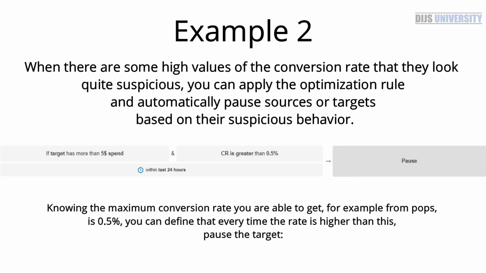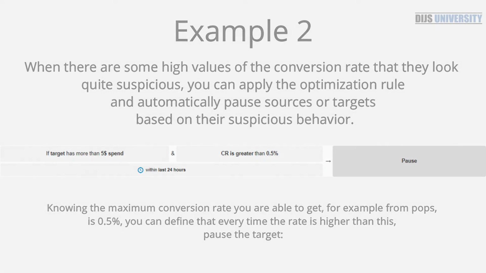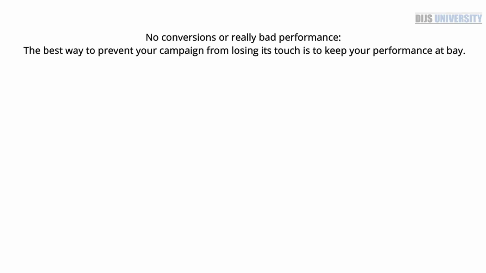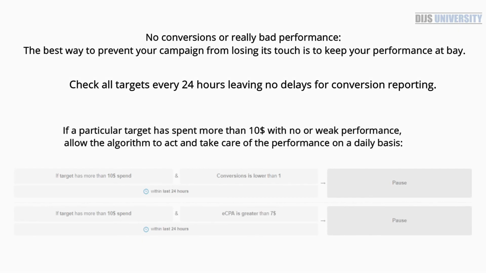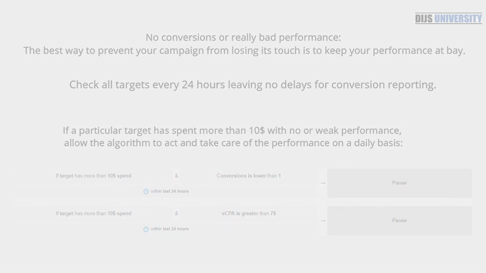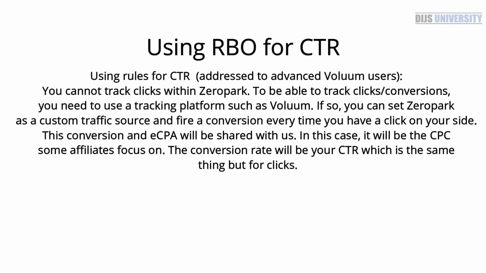Knowing the maximum conversion rate you're able to get, for example, from pops is like 0.5%, you define that every time the rate is higher than this, pause the target. Or no conversions or really bad performance, that's another one. This is the best way to prevent your campaign from losing its touch and to keep your performance at bay. You want to check all your targets every 24 hours, leaving no delays for conversion reporting. If a particular target has spent more than $10 with no or weak performance, allow the algorithm to take care of it.